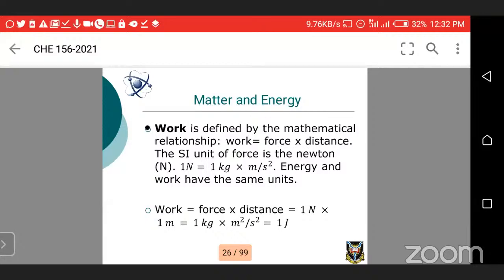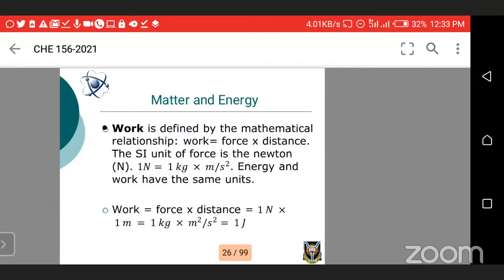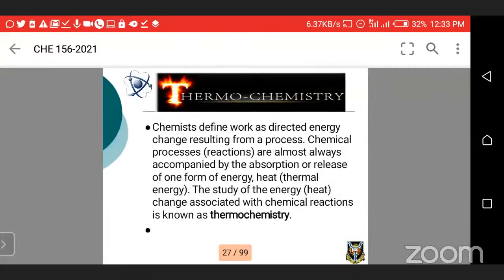So energy and work have the same units. Please note, work equals force times distance. And we know force is in Newtons, times distance, which is in meters. When you break it down, you have kilogram meter squared per second squared. Please note all these units. They are very important.